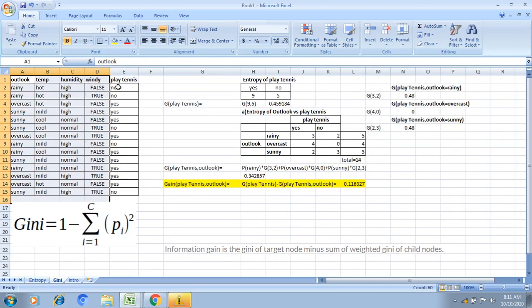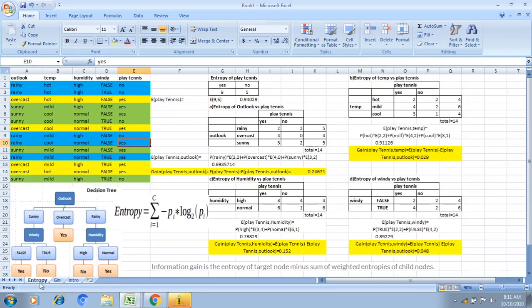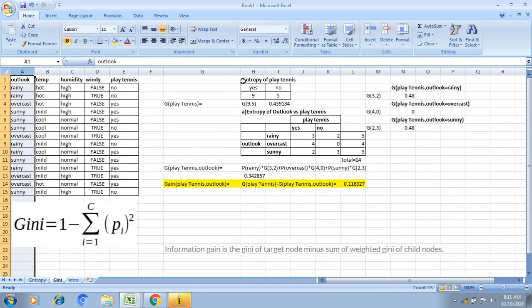This is my independent data, this is my dependent data. Here I am calculating the Gini for the target data. Information gain using Gini is the Gini of the target node minus the sum of weighted Ginis of the child nodes. Similar way to how we calculated the entropy, we just need to use the Gini formula instead of entropy, then we calculate the gain.